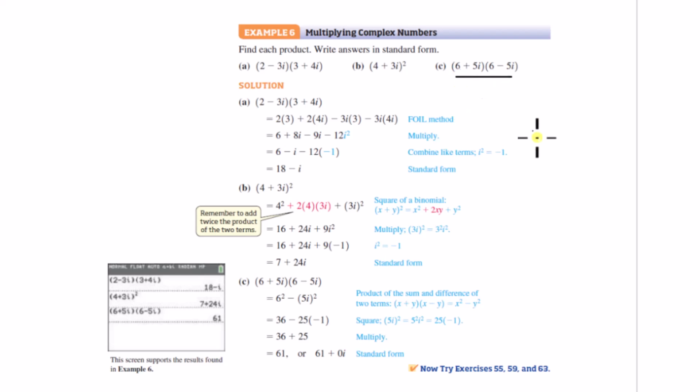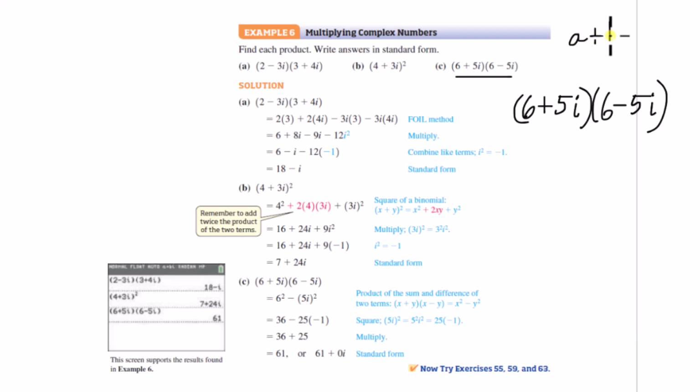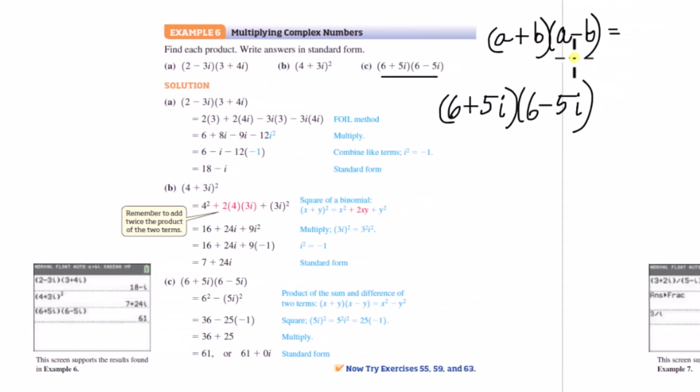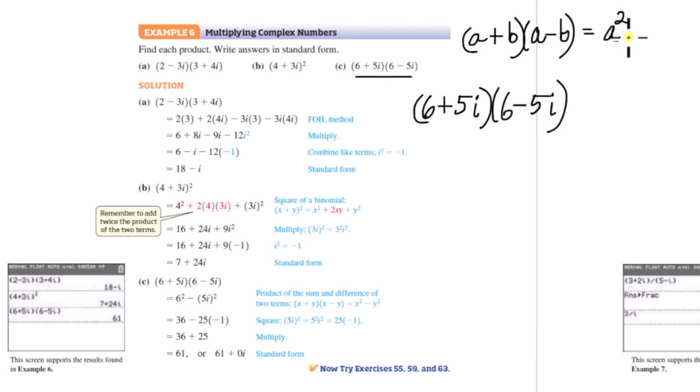This is a special circumstance here. So if we have 6 plus 5i times 6 minus 5i, and we multiplied this out, why is this a special circumstance? Well, we can see it's a form like this that we remember from algebra. You have an a plus b times an a minus b. And we know that simplifies to, because the middle terms subtract out, this.